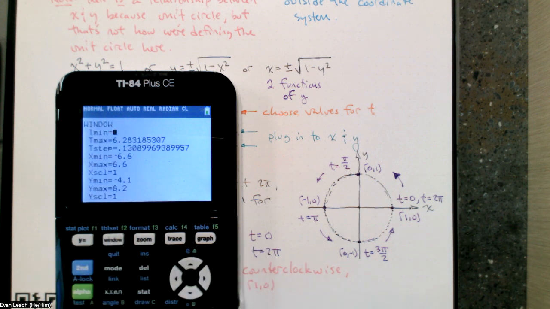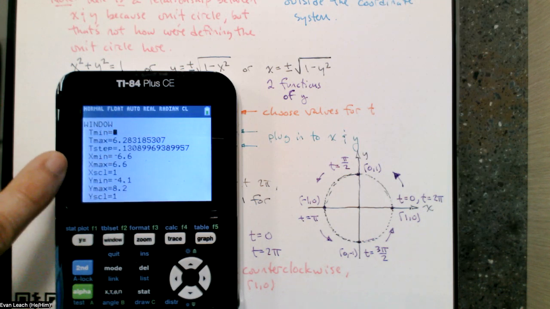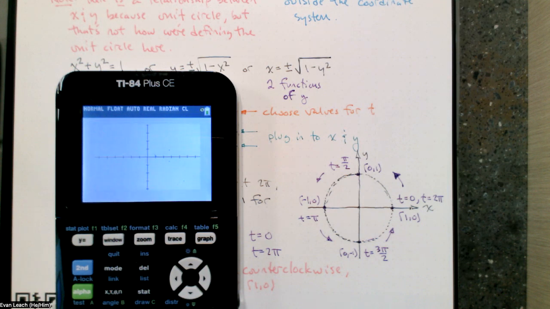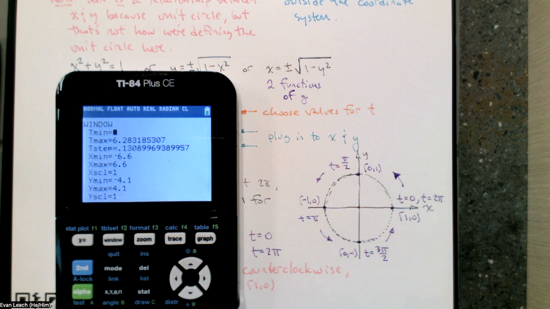Now, if we look at our window, it has another piece to it. It's not just the size of the window, where you see I have a range of x's and a range of y's, but here I've got t going from 0 to 2 pi, and I've got some kind of step. This is how often the calculator is going to plug in values of t. It's going to start at 0, end at 2 pi, and these are the values it's going to plug in.